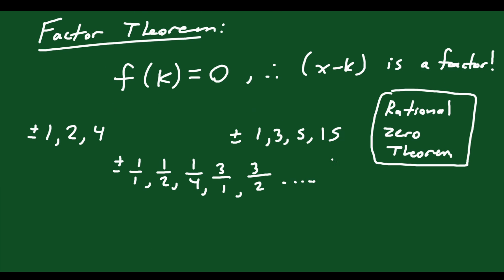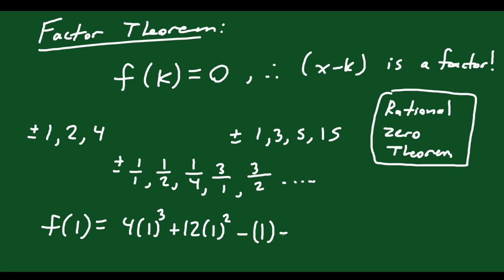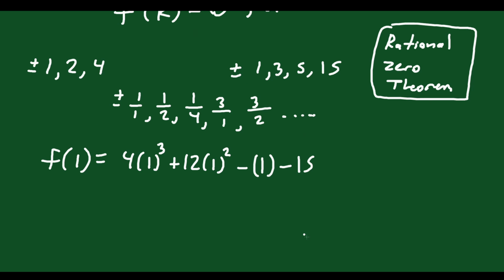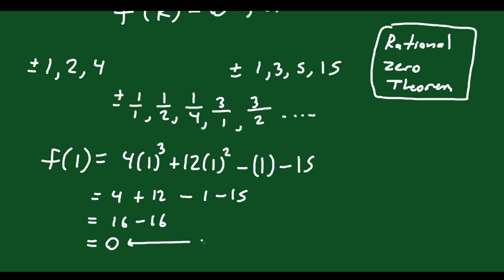Let's figure out f at 1. F at 1 is going to equal 4 times 1 cubed plus 12 times 1 squared minus 1 minus 15. So what you end up getting is 4 plus 12 minus 1 minus 15. That's 16 minus 16. That's 0. Oh, great. So we got 0 as an answer. That's good news for us. That means that 1 is going to be a root. 1 is going to be one of our x-intercepts.